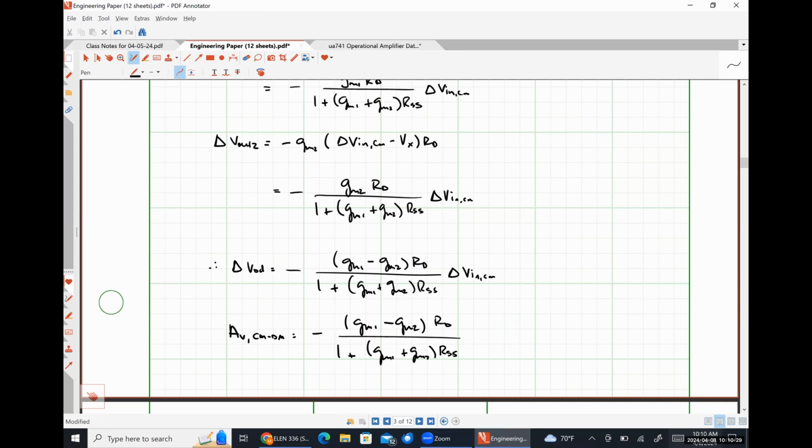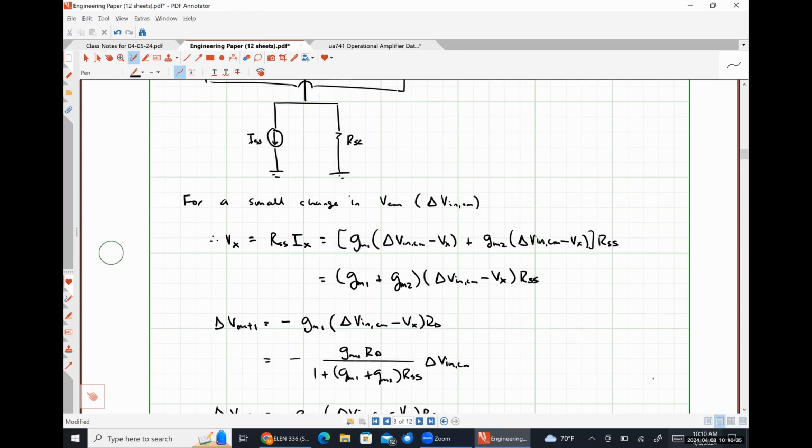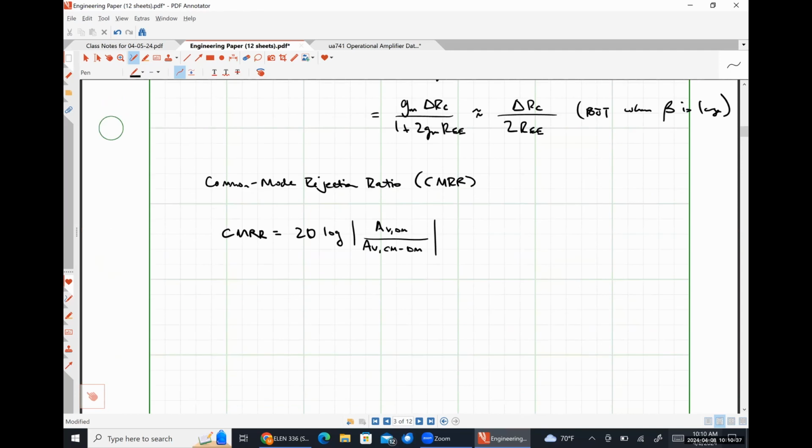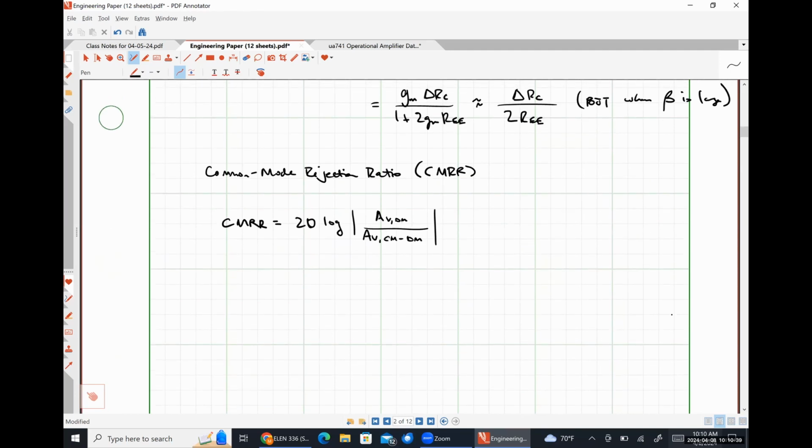Yes. Go back up where? Common mode rejection ratio thing? Yeah. So it's just the ratio of the differential mode gain to the common mode to differential mode conversion gain expressed in decibels. Just the ratio of the gains.